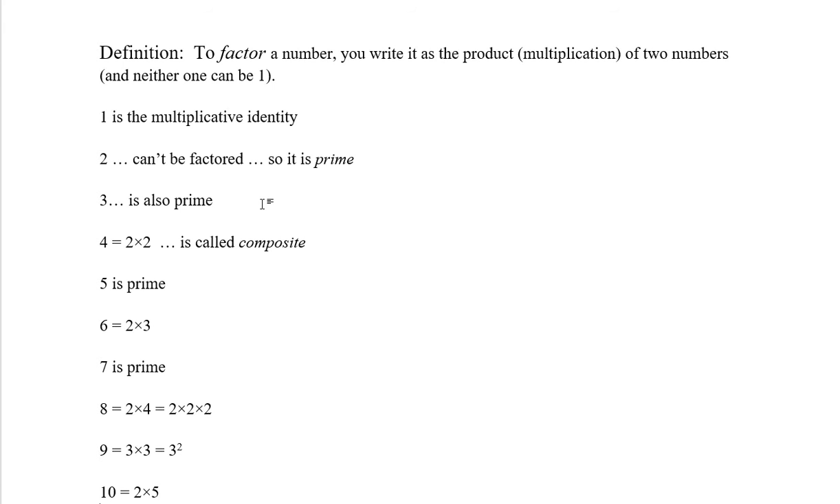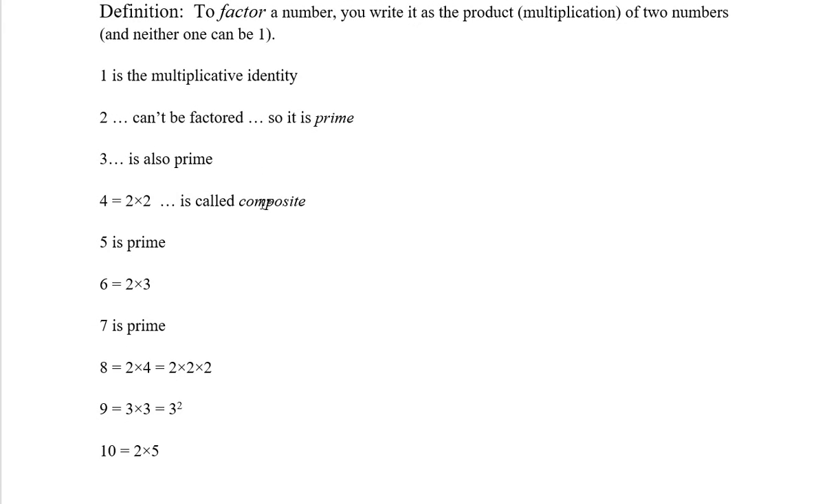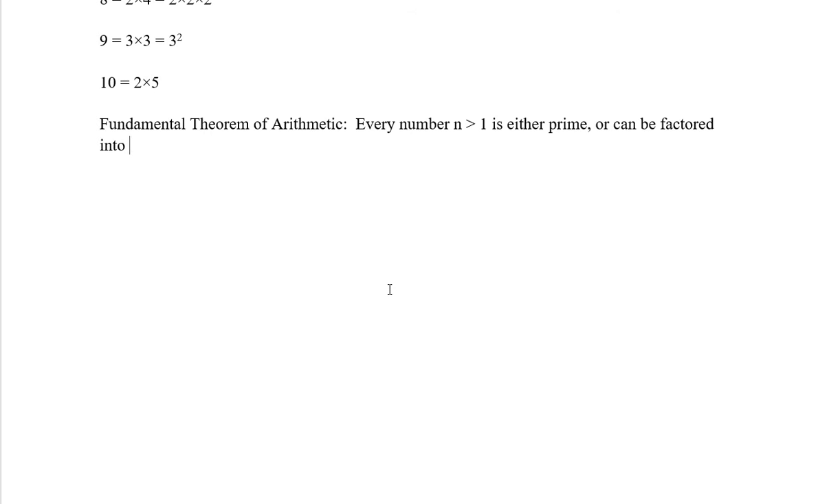Anyway, this is not terribly exciting. This is called factoring a number. But it is the cornerstone of mathematics. We have the fundamental theorem of arithmetic. The most important theorem in all of arithmetic is that every number n which is greater than or equal to 2, every number greater than 1, is either prime or can be factored into a product, the multiplication, of prime numbers.